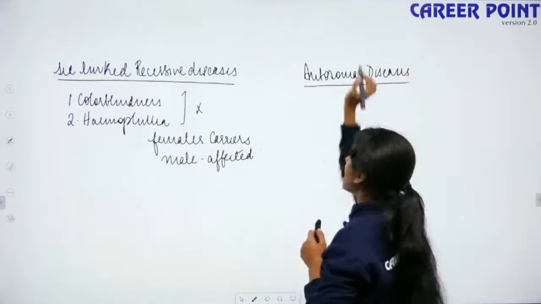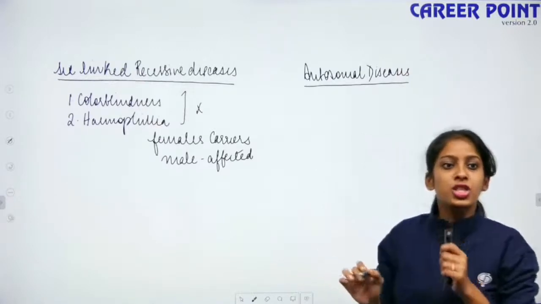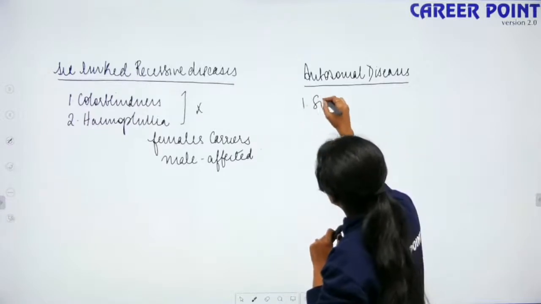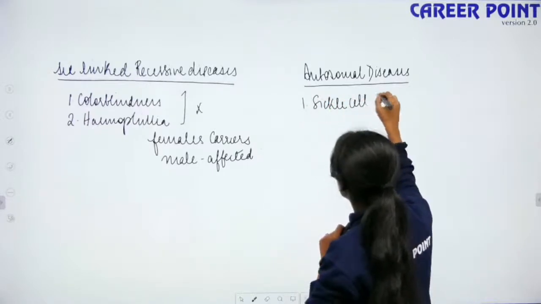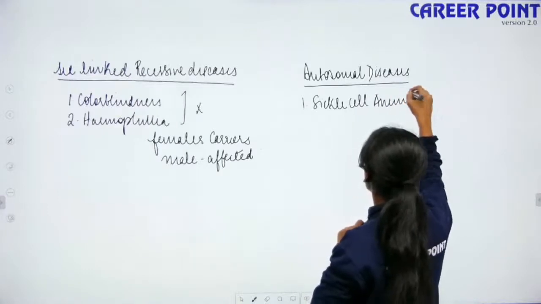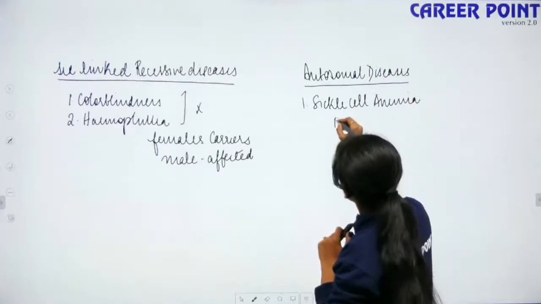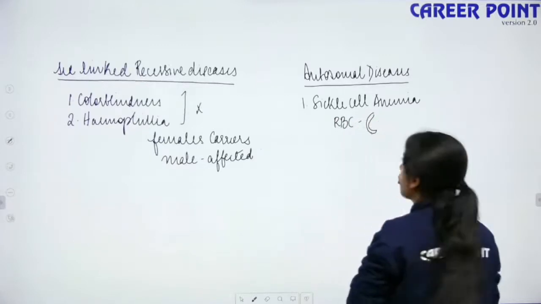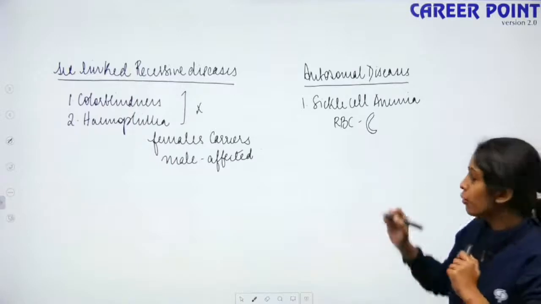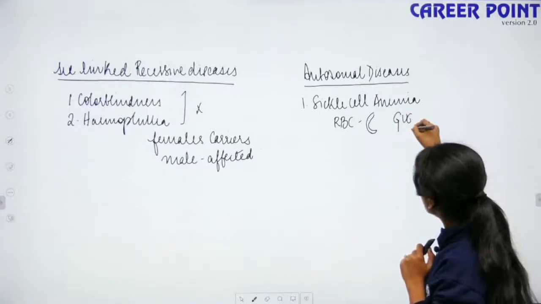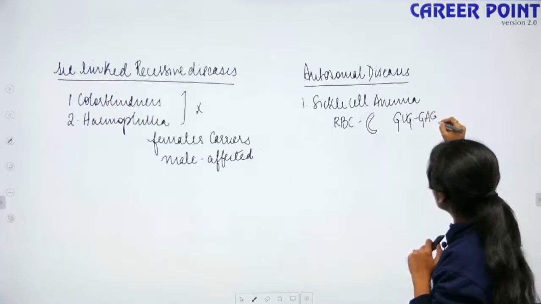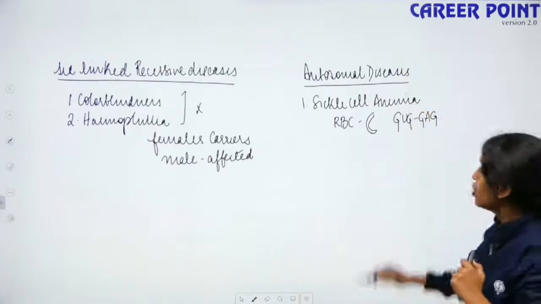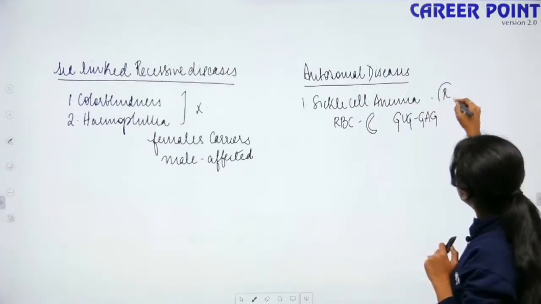So which means their sex chromosomes are normal, mutation happens in the autosome. So what happens in the autosome? So first example is your sickle cell anemia. So we know what happens in case of your sickle cell anemia. Your RBC becomes sickle cell shaped, because you have a point mutation from GUG to GAG. So that is why sickle cell anemia happens, but it is an autosomal disease. So it is an autosomal recessive disease.